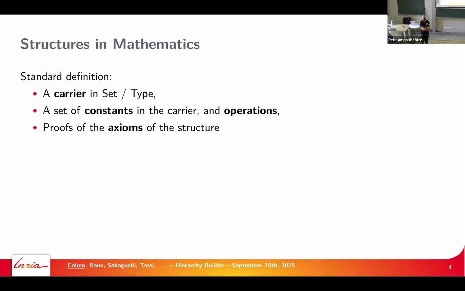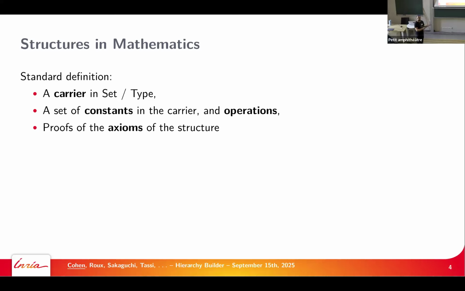The topic of Hierarchy Builder is to provide a way to declare this in a single way and get everything done for you. So that's what I'm selling right now. But first, let's go back to what is a mathematical structure, at least for Hierarchy Builder and for us. The standard definition is a carrier, which is a set in set theory or a type in type theory, or maybe a set in type theory. I didn't even consider that yet.